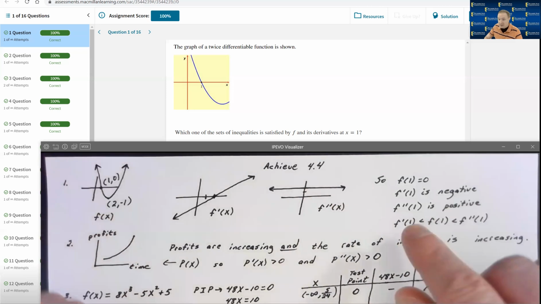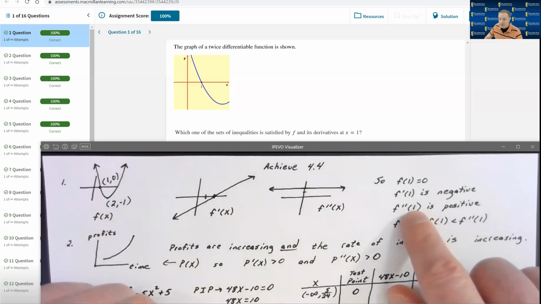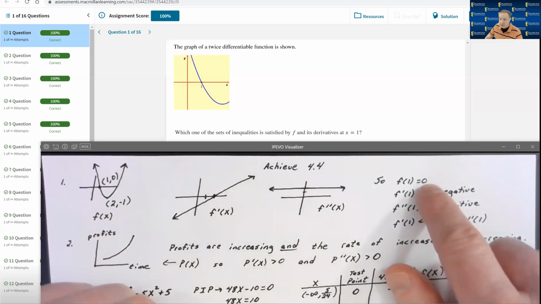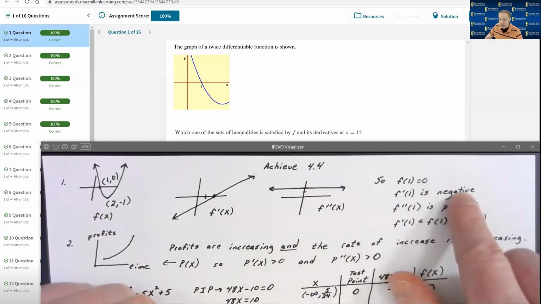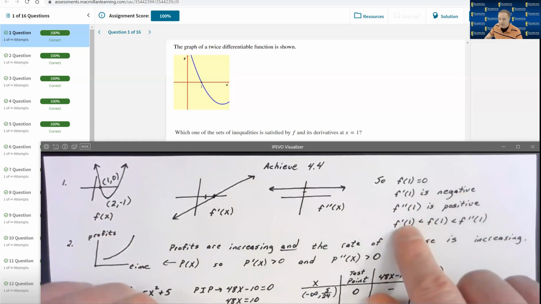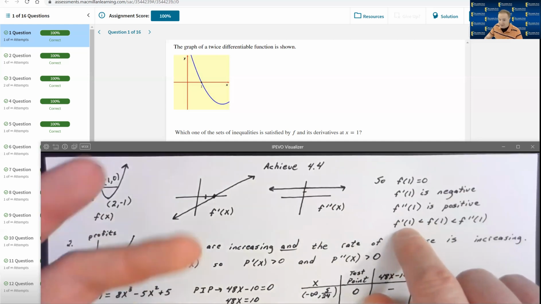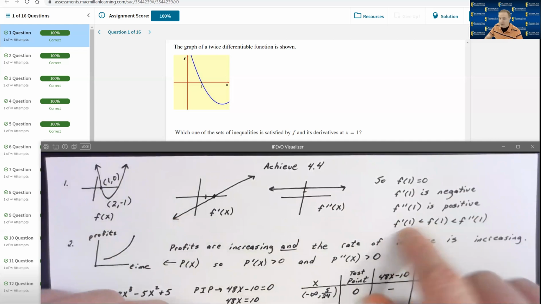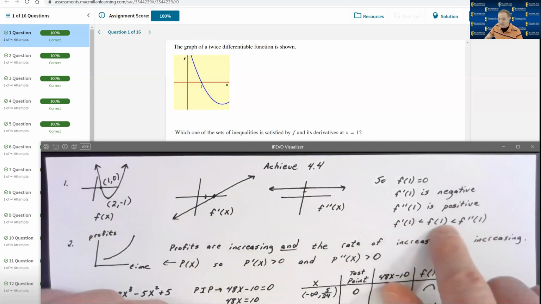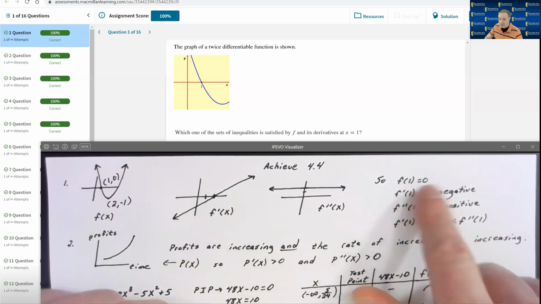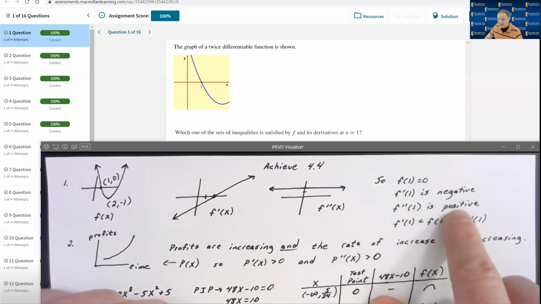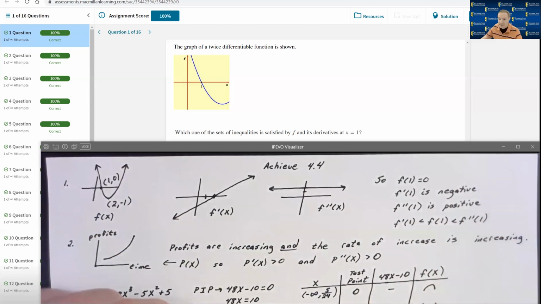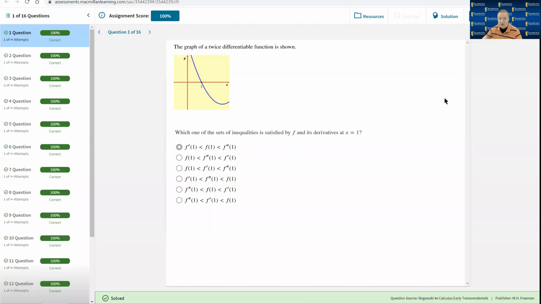So that tells me that f double prime of 1 is positive, f of 1 is 0, and f prime of 1 is negative. Now, on mine, they ordered it like this, to where you just had to show that the derivative evaluated at 1, which is negative here, is clearly less than f of 1, which is 0. And then, of course, that is less than f double prime of 1, which is some positive number. And you can see that that's precisely how it was entered in here on Achieve.